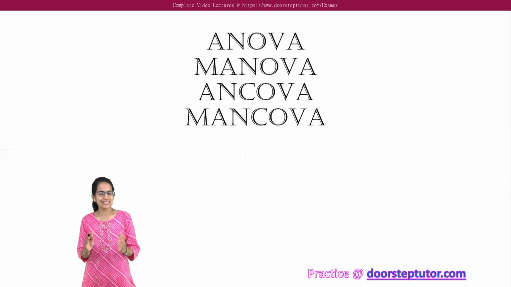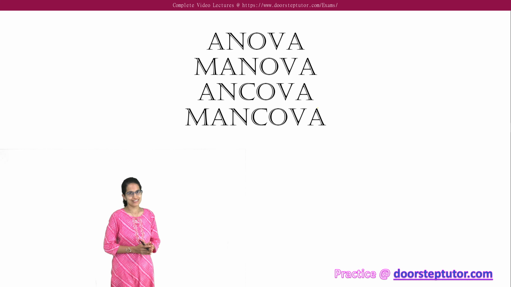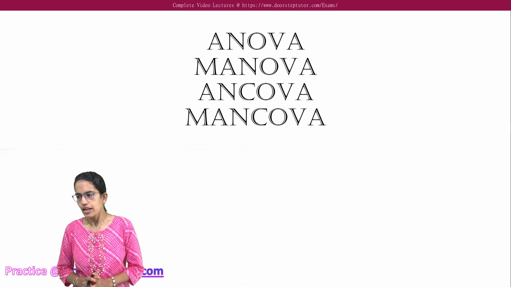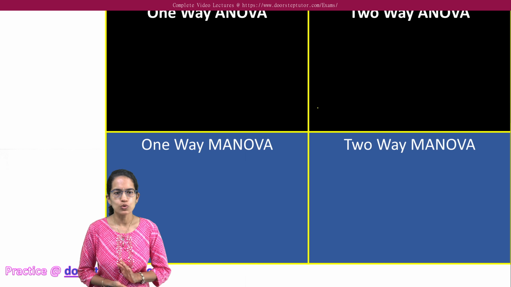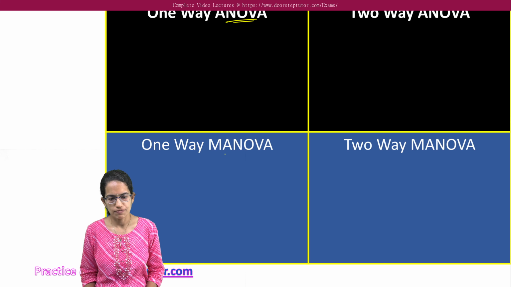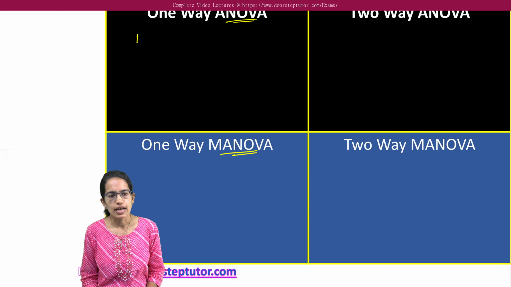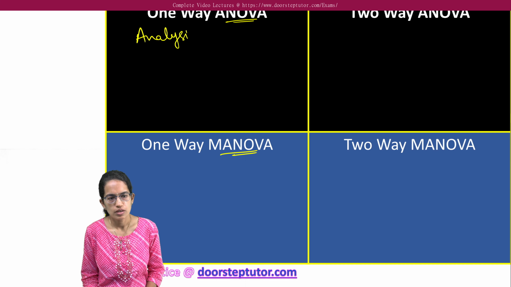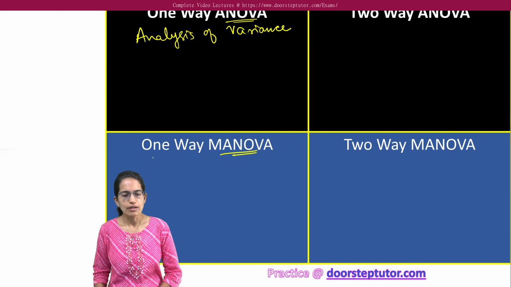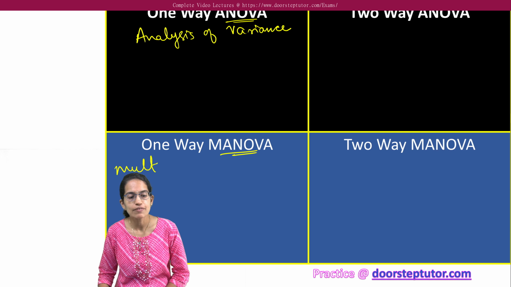So welcome. In this lecture we will talk about four interesting terms: ANOVA, MANOVA, ANCOVA and MANCOVA. Let's first talk about the first two, ANOVA and MANOVA. Now what is the difference? ANOVA is analysis of variance and MANOVA is multivariate analysis of variance.